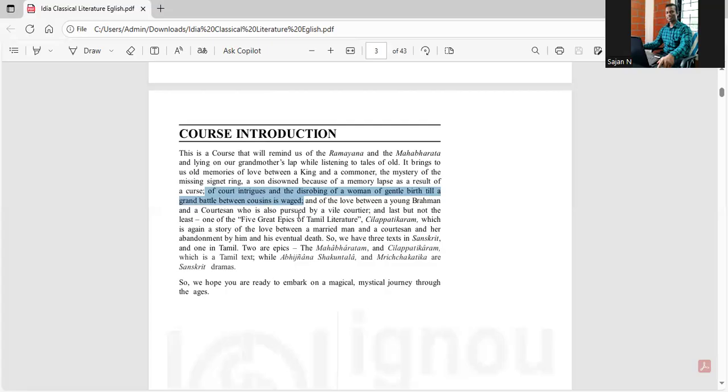The next one, again, is going to be in the paper. We already finished one thing, the story of this block we are going to study. In the second block, we are going to study the story from the Mahabharata, and the third story is all about a love between a young Brahmin and a courtesan who is also pursued by a wild courtier. Shall we take it next class?